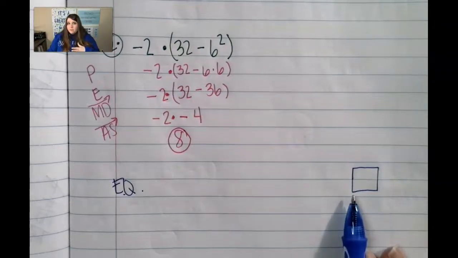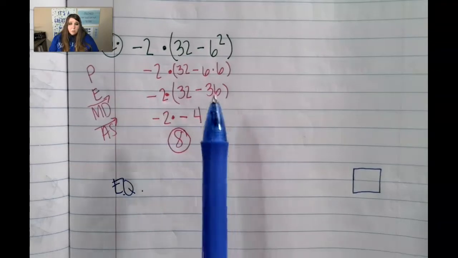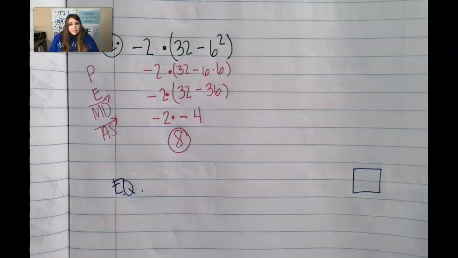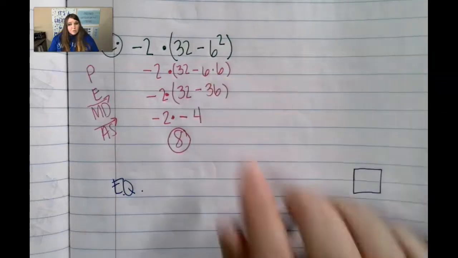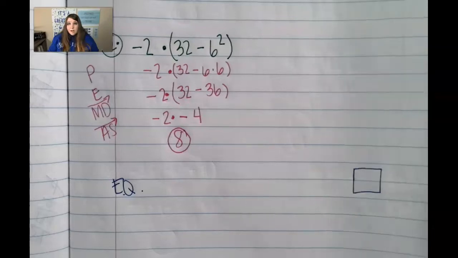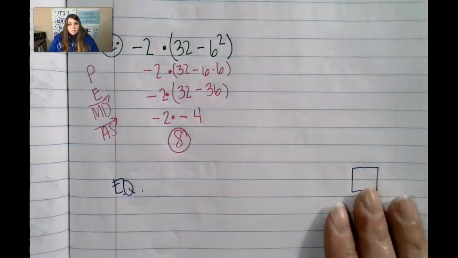One, I have no idea what you're doing, Miss Salander. There's just like a bunch of numbers on your paper and I'm so confused. I need to ask for help. Two, I'm kind of getting the hang of this. Sometimes I'm getting tripped up on what comes first, or maybe I am confusing my exponents still and I need to review those. Or three, I've got this. I know what to do. I keep solving them correctly. I don't have any questions to ask. So go ahead and write your summary and then your level of understanding.